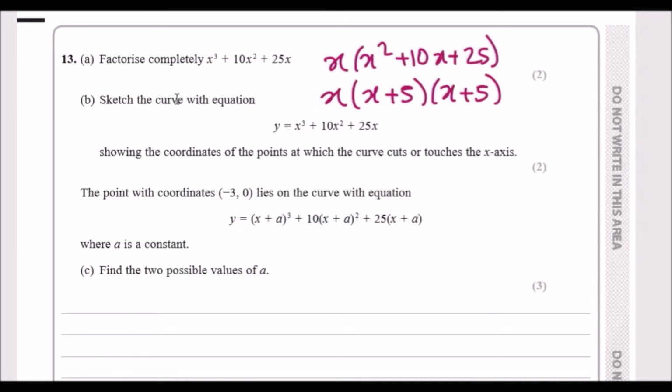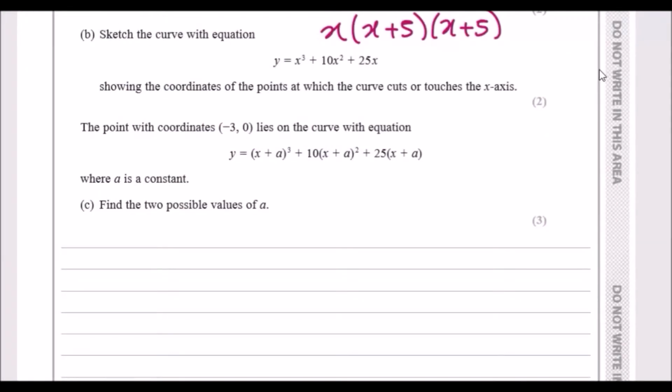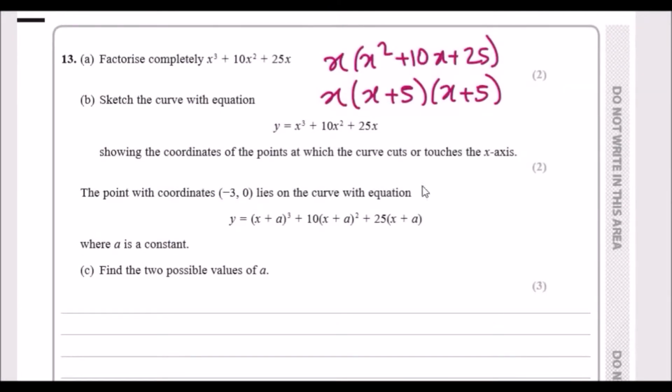Now, part B. Sketch the curve with this equation below. So that's the same one up here. Showing the coordinates of the points at which the curve cuts or touches the x-axis. First things first, let's understand what we're drawing. This is a cubic graph, and this is a positive cubic.